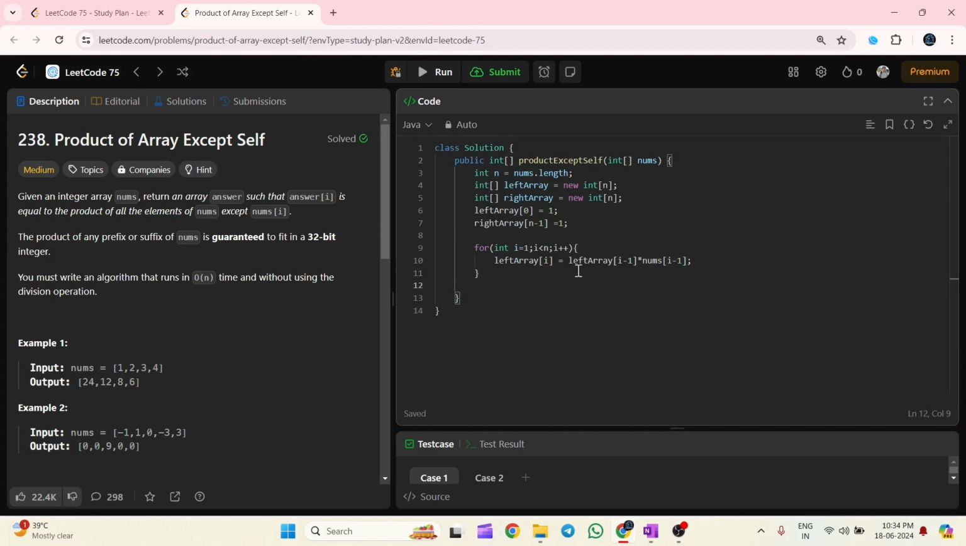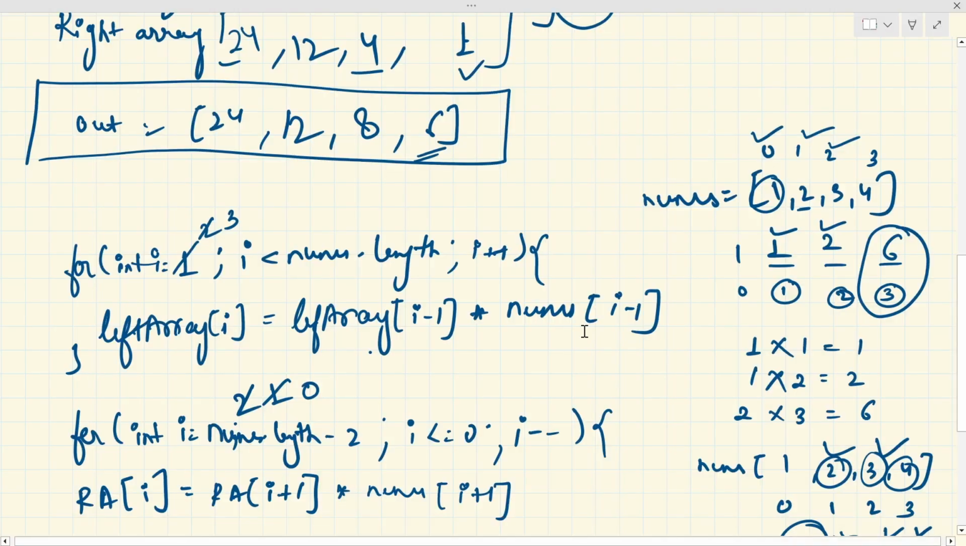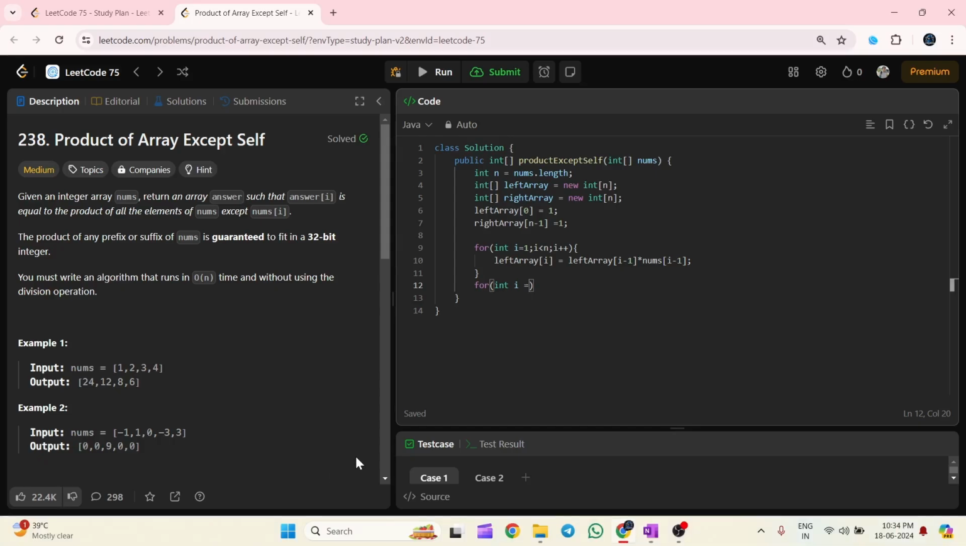Okay, after we successfully create the left array, now it's time to create the right array. So i is equal to, now from where do I have to start? Because I declared the right array's last element as 1, I have to start from the second last element. So how do I do that? I write nums.length minus 2, which means n minus 2. Why do I write n minus 2, not n minus 1? Because n minus 1 is already declared, so I have to write n minus 2.